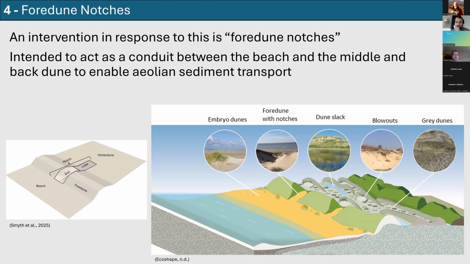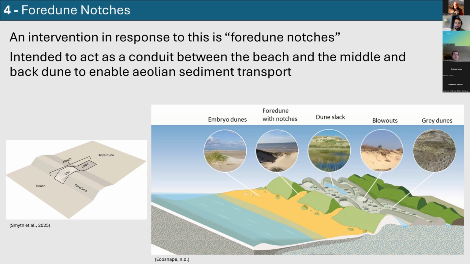So the diagram on the left is from Smith et al. 2025 and shows how they are literally a gap in the foredune. And that is demonstrated within a bit of a wider landscape view in the diagram on the right. And these are designed to allow sediment transport from the beach into the middle, hinter, and back dunes.